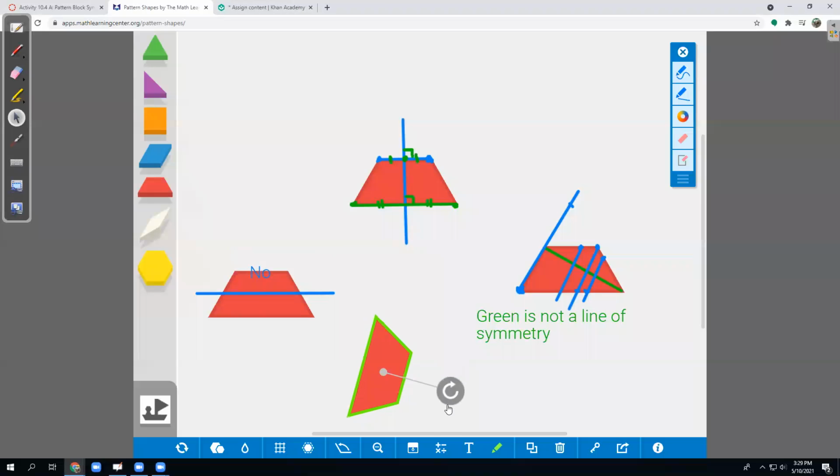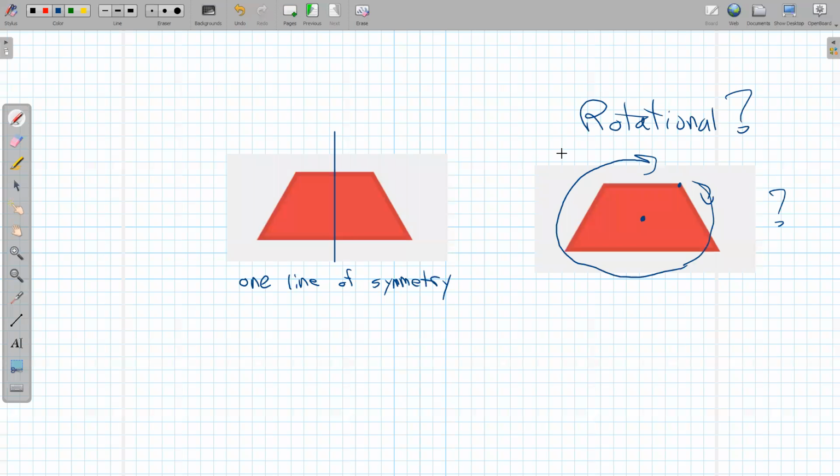That's not the way it was. That's not the way it was. That's not the way it was. I have to go all the way back to where I started. So I have to make a full 360 degrees. If that's the case, you don't have any rotational symmetry. Everything rotated 360 degrees is back to itself. So no rotational symmetry on this sucker.